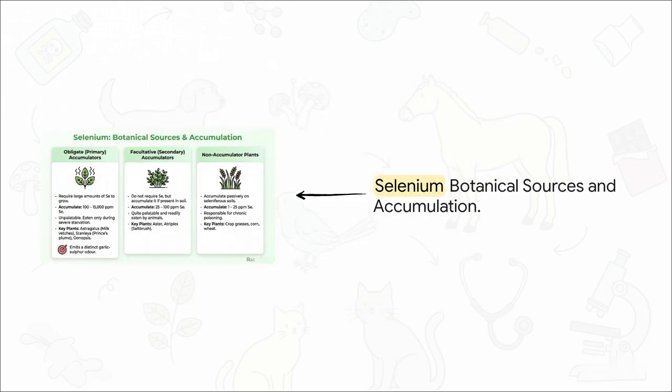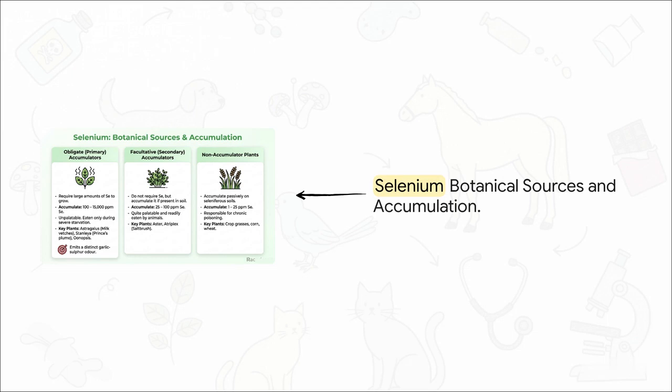Moving on to our second tissue accumulator, selenium. The environmental clues for this one are entirely botanical. We've got obligate or primary accumulators, like astragalus, also known as milk vetches. These plants literally require massive amounts of selenium to grow, accumulating up to 15,000 ppm. Now, they're highly unpalatable and animals usually only eat them during severe starvation, but here's your clinical clue. They emit a really distinct garlic sulfur odor.